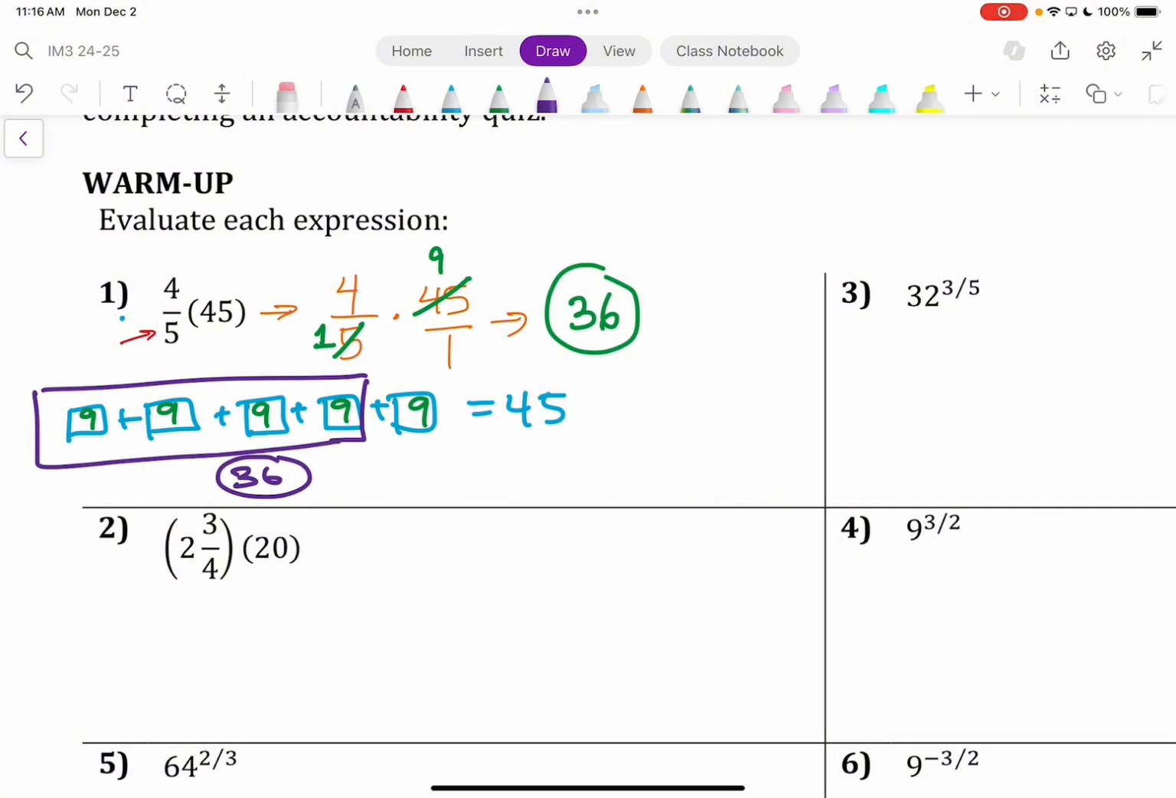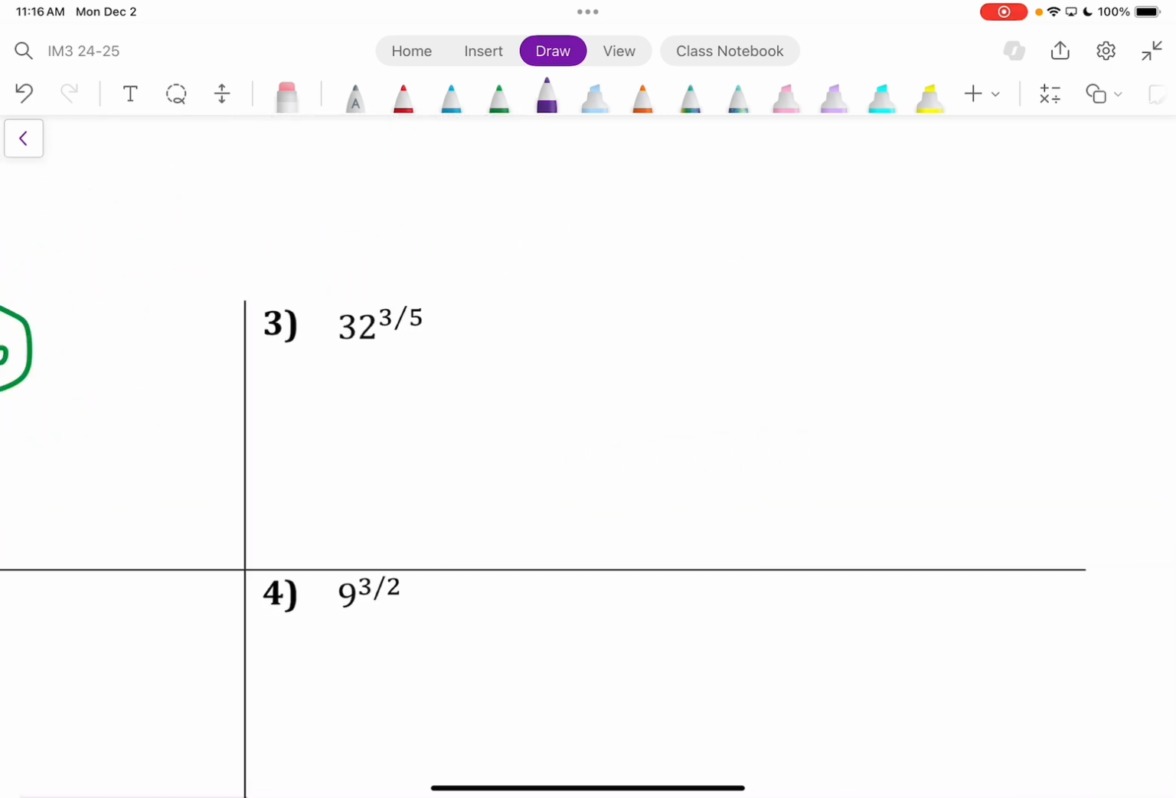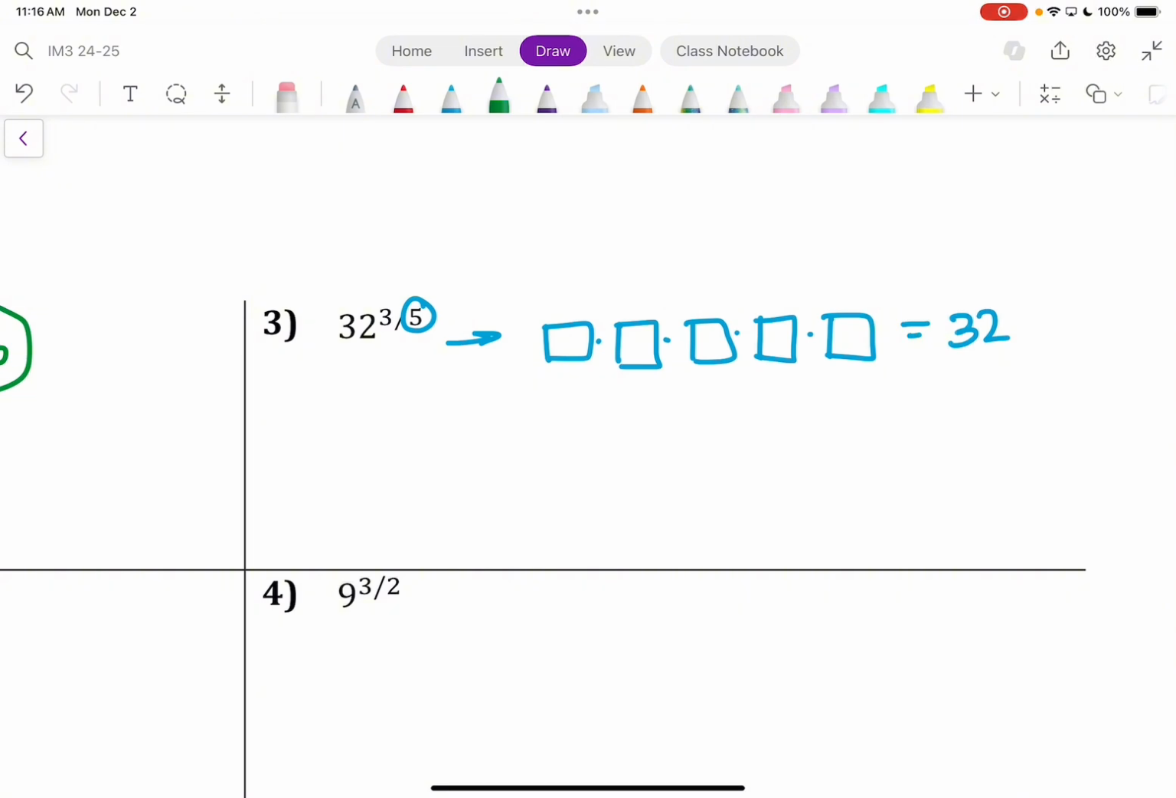Some of the numbers are weird. Let me move to number 3. So 32 to the 3/5 power. This denominator of 5 is telling you that some number times itself 5 times gave you 32. Well, what number would that be? That would make this number 2. Well, 2 times 2 times 2 times 2 times 2 is 32.